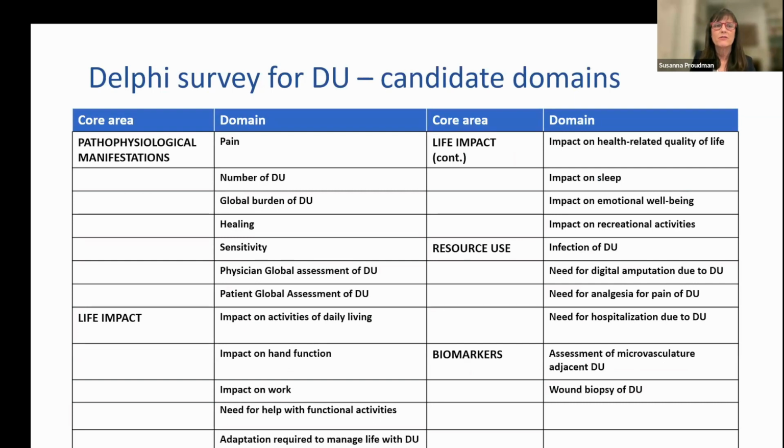For digital ulcers, the pathophysiological manifestations included symptoms of digital ulcers and both physician and patient global assessment. Life impact included domains related to function, adaptation to managing life with digital ulcers, and health-related quality of life. Domains related to resource use were complications such as infection and the need for digital amputation due to digital ulcers, need for analgesia, and hospitalisation for digital ulcers. Biomarker domains were assessment of changes in the microvasculature adjacent to DUs and wound biopsy. Next slide.